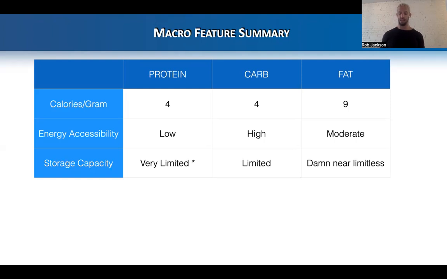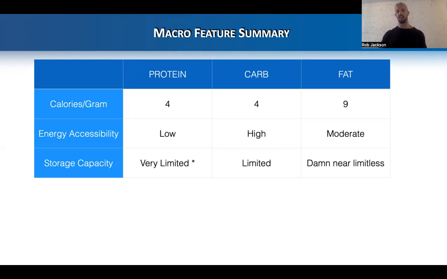Carbs are limited. Again, we talked about that: a 70 kilo adult is able to store around 500 grams of glycogen, 100 grams in the liver and 400 grams in muscle. Even if you're double that size and you increase the amount of glycogen you can store, it's still relatively limited versus fat, which is damn near limitless.